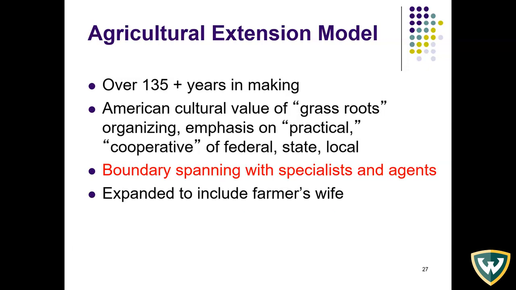So one of the most celebrated, especially with regard to Rogers' diffusion models, is the agricultural extension model. This is something, happily, that I know quite a bit about because I'm part of this model. Over 135 plus years in the making, and Diffusion of Innovations is an old book, so it's even longer than this. American cultural value of grassroots organizing, emphasis on practical, cooperative work at the federal, state, and local levels. It's also about research-based knowledge.